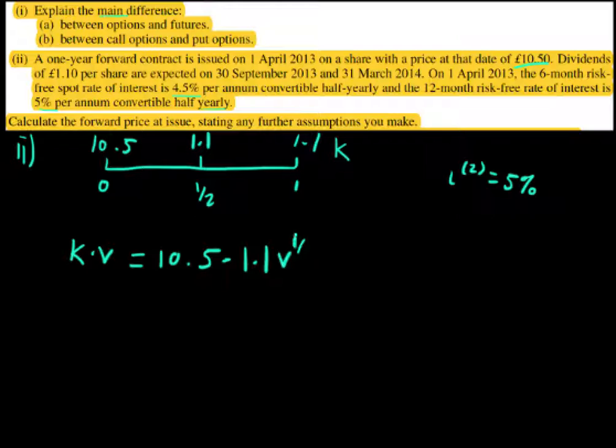In fact, we don't need to do half a year, we can just do a full one, and we can make that v using a rate of half this one, so 2.25%, so 0.0225. And then we can also get rid of this bit, 1.1, and that's discounted back 1 full year, just like this one over here. Okay, and then we're going to find out what K is equal to.